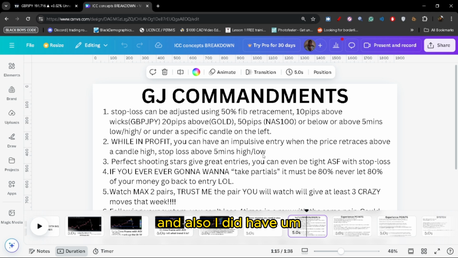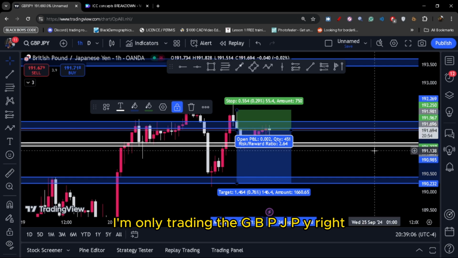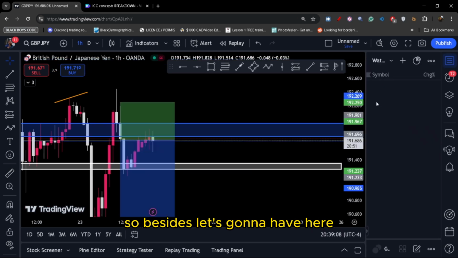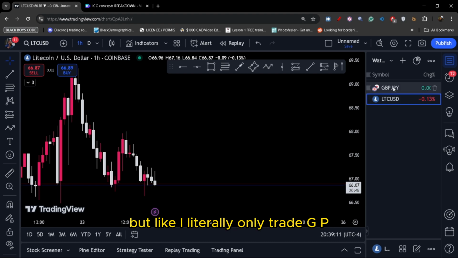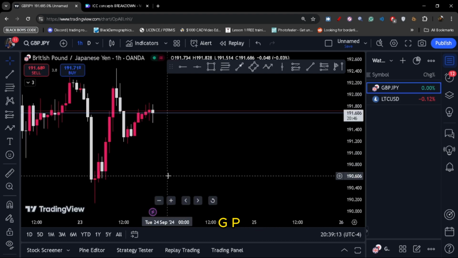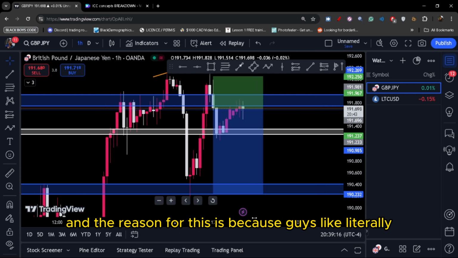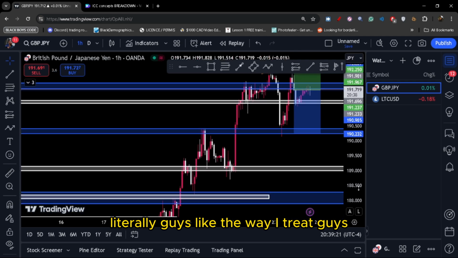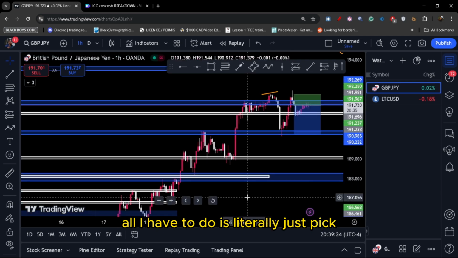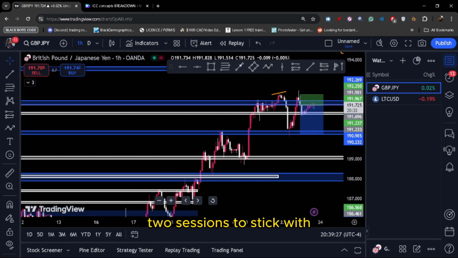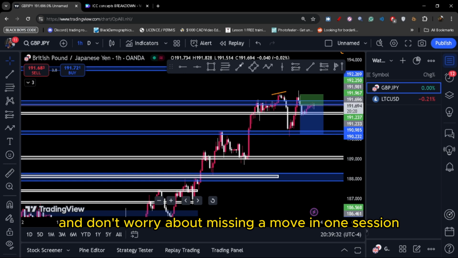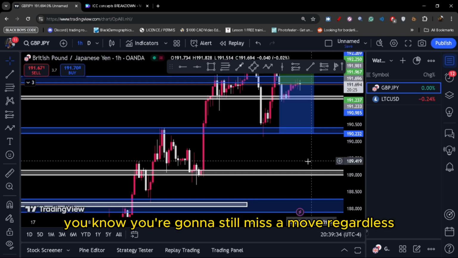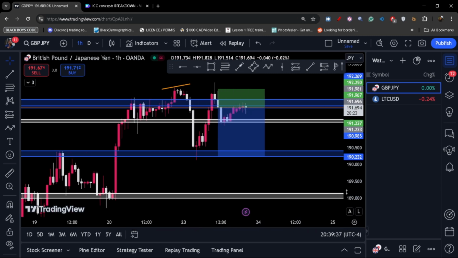And also I have this called the GJ commandment, right? If you notice, guys, I'm only trading GBP JPY. Besides the Litecoin I have here, I literally only trade GBP JPY. The reason is, as I've explained in a different video, the way I trade, moves happen every day, every single time of the week. All I have to do is pick 2 sessions to stick with and just trade, right? And don't worry about missing a move in 1 session, because at the end of the day you're still going to miss a move regardless. You're still going to leave money on the table.